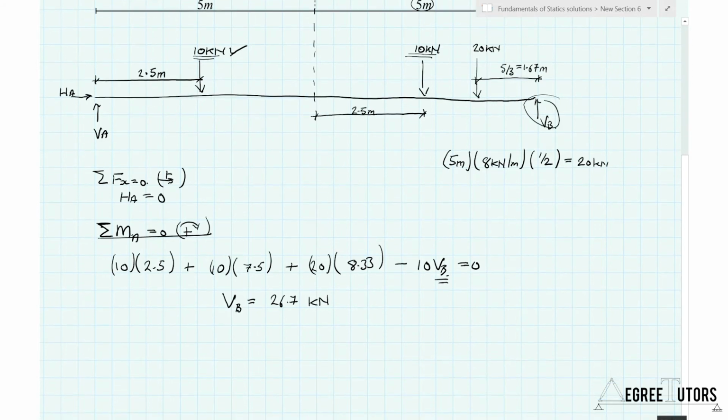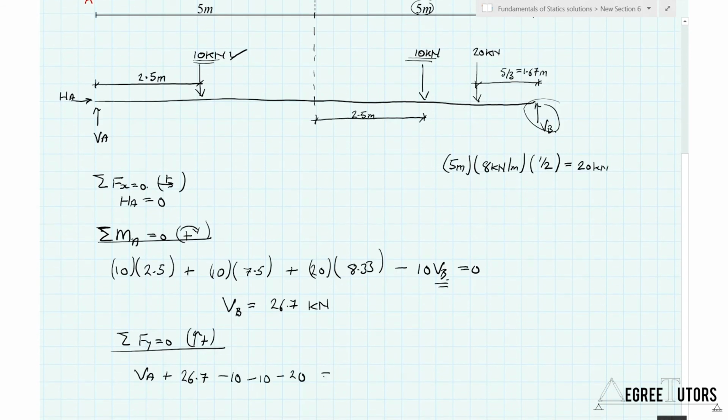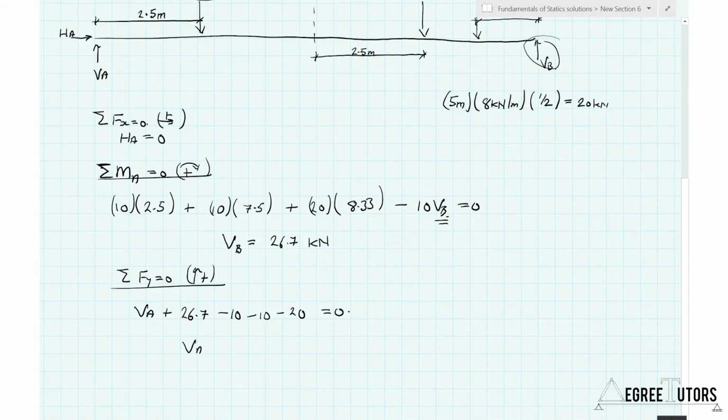Okay, now the sum of the forces in the y direction, simply to calculate VA. So the sum of the forces in the y direction equals 0. And what do we have? So we have VA equal to 13.3 kilonewtons, and again in the direction assumed, which is upwards.